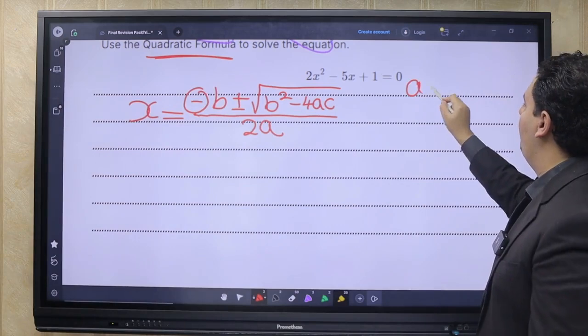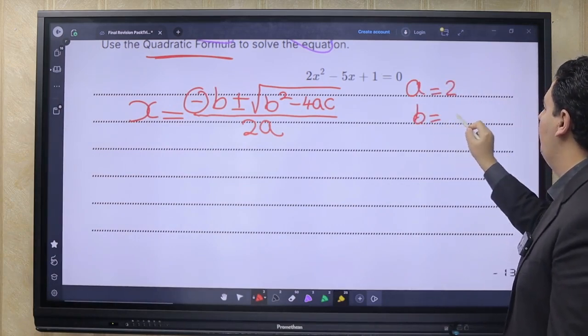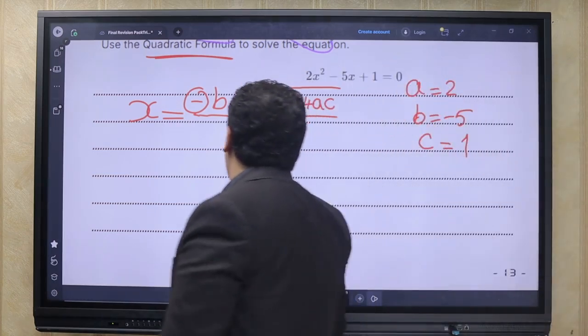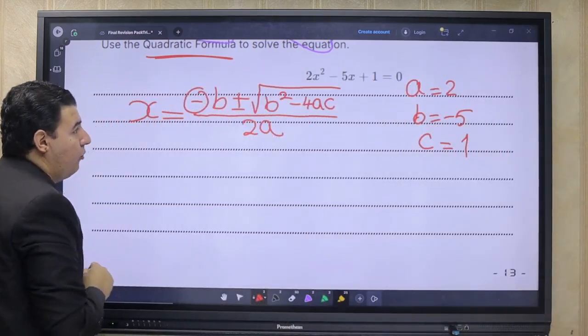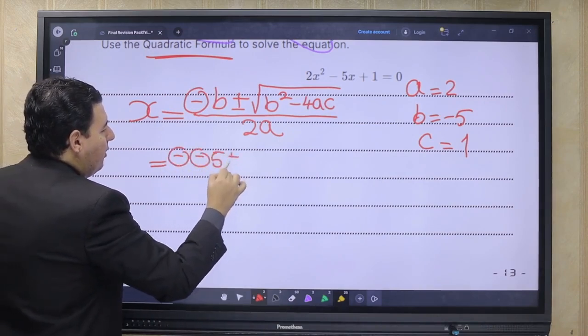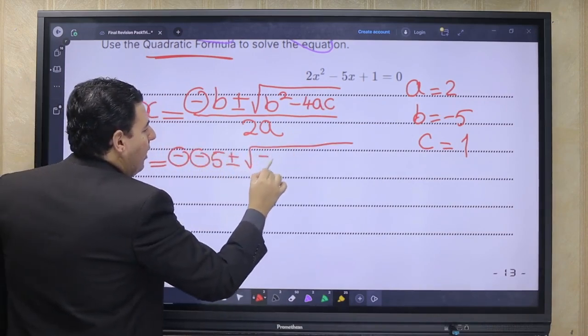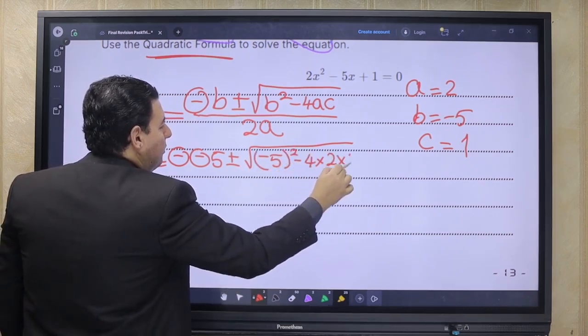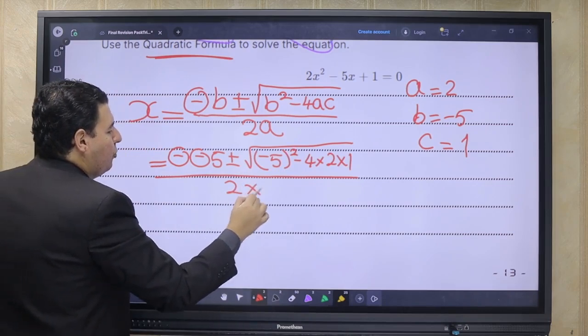Let me start. a equals 2, b equals negative 5, c equals 1. Substituting the values in this quadratic formula, x equals negative negative 5, positive or negative square root of negative 5 squared minus 4 times 2 times 1, over 2 times 2.